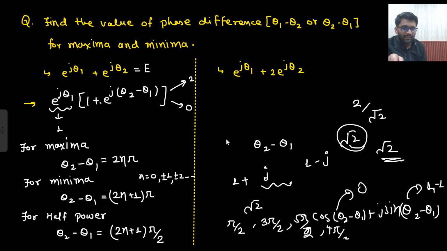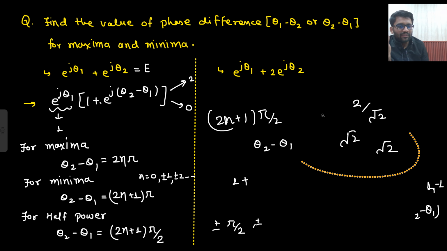That means what is the value? It should be an odd multiple of pi by 2. If you put n equals 0, pi by 2. If you put n equals 1, 3 pi by 2. If you put n equals 2, that would be 5 pi by 2. And certainly the plus minus sign is also there. So n value you can put anything, 0, plus minus 1, plus minus 2. If you put minus 1, what are you getting? Minus pi by 2. If you put minus 2, what are you getting? Minus 3 pi by 2. So in that manner. Okay, so that's why you need to keep these things in mind.